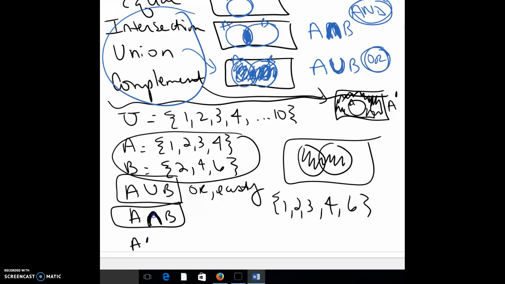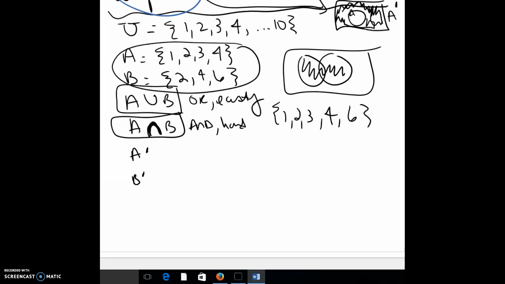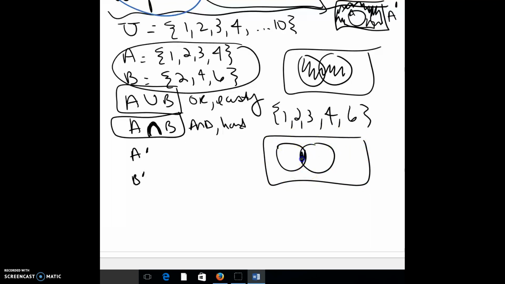Intersection looks like overlap. It is "and," and it is hard to get answers to this because you have to meet both requirements. Again, if you think of your picture, it would just be where they overlap. So if you look at the sets, where do they overlap? Well, they both have a 2 and they both have a 4. If I were to draw a Venn diagram, 2 and 4 would be in there. So my answer to that one is just elements 2 and 4 in the "and" situation.